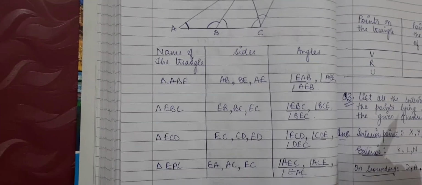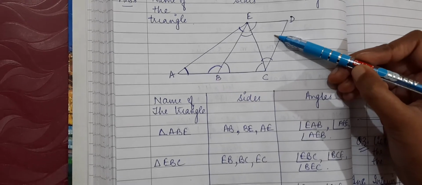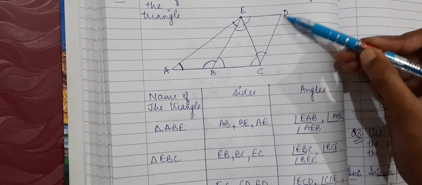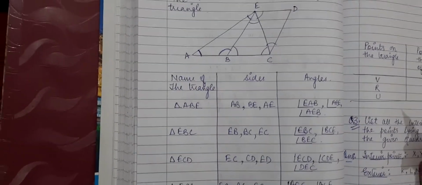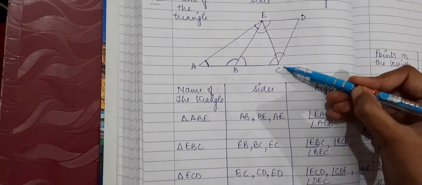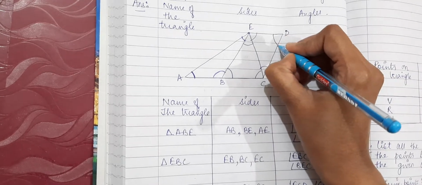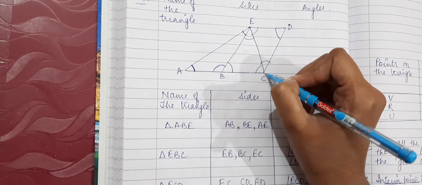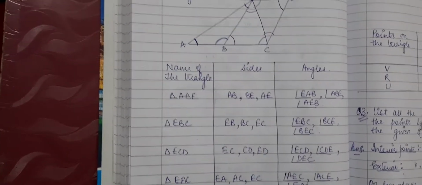Okay. Now the third one. This is also a triangle. Now what is the name of this triangle? Triangle EDC. So this is the name of the triangle. Now in this triangle you have to name the sides. What are the sides of this? EC, CD and ED. And what will be the angles in this triangle? CED, EDC, ECD. These are the angles of this triangle.